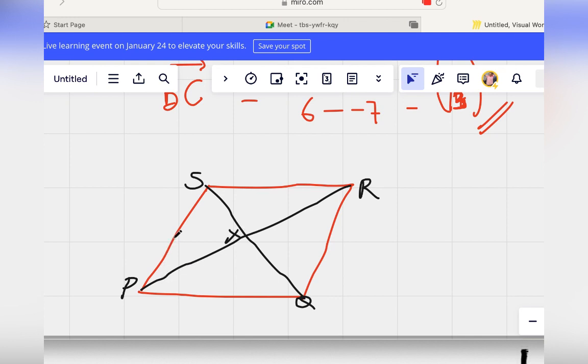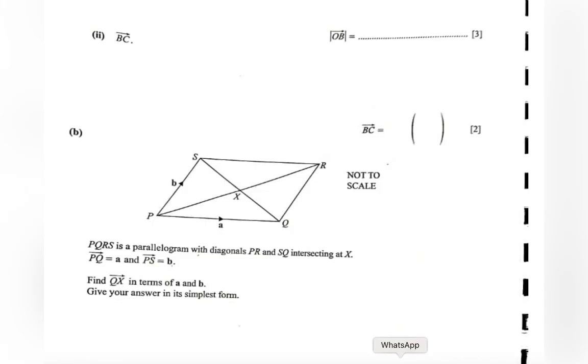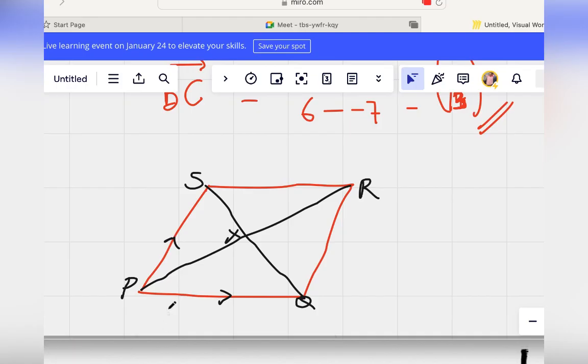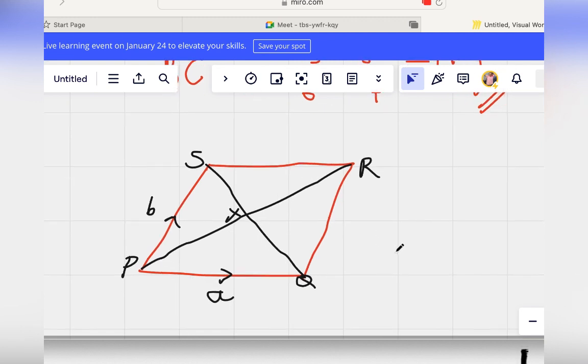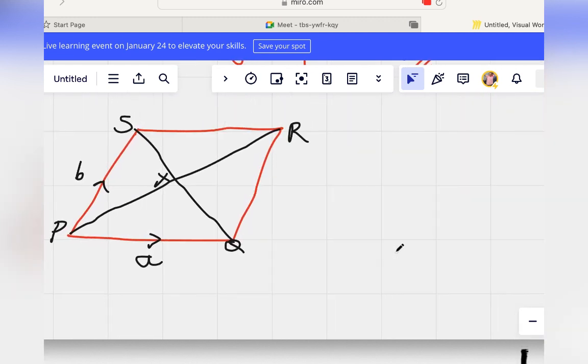And then this vector is going this way. Why is this vector going this way? The direction of the vector is very important. So they call this one going up B and this one A. This one going up B, vector B, and they call this one vector A. Now let's see the questions they want us to do with regards to this.